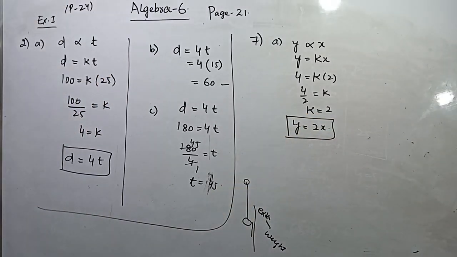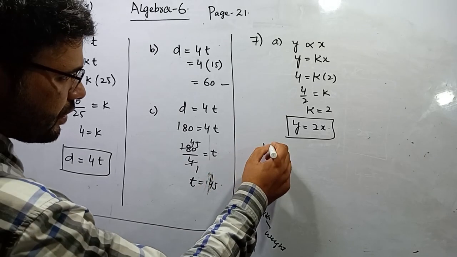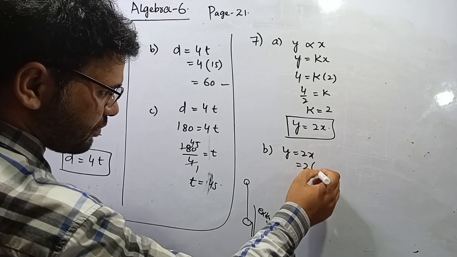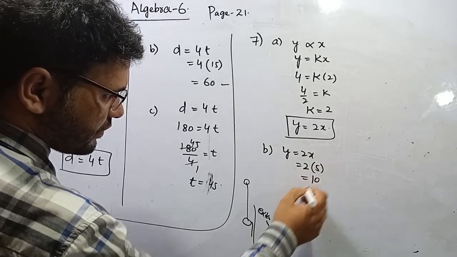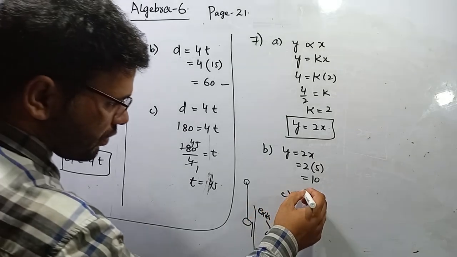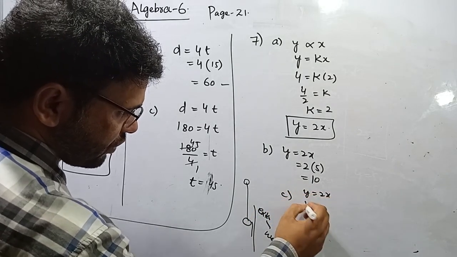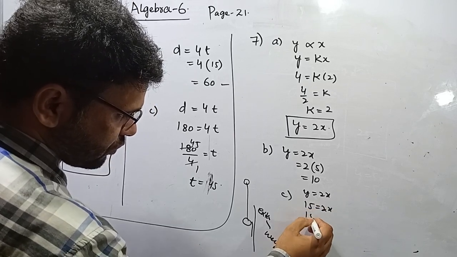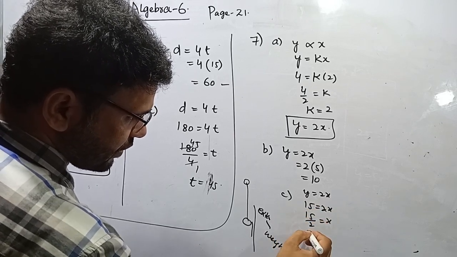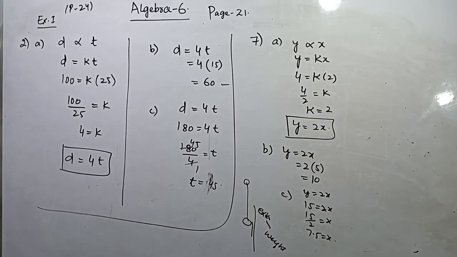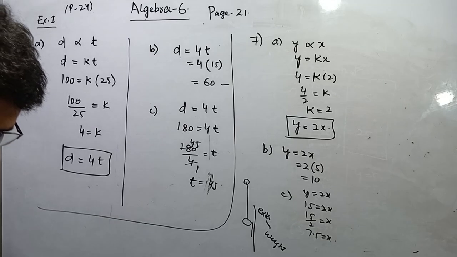Now next part is find y when x is equal to 5. It's very easy. We have y is equal to 2x. Find y when x is equal to 5, do the substitution. 2 5s are 10. Now next is when y is equal to 15. We know y is equal to 2x, so 15 is equal to 2x. You need to do transposition. 15 by 2 is equal to x. That is 7.5 is equal to x. So this is the answer of the question number 7.